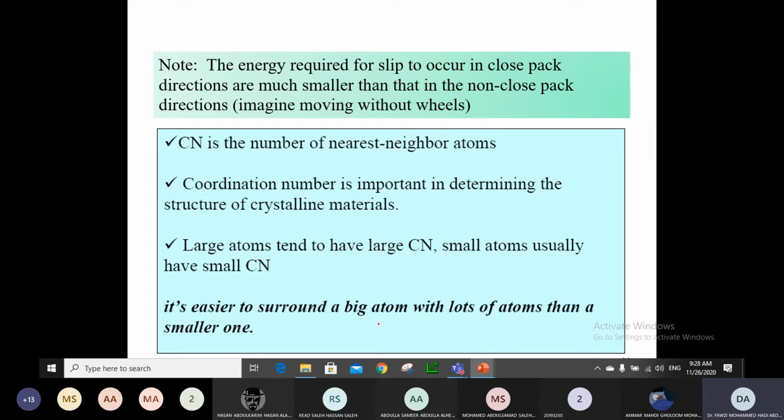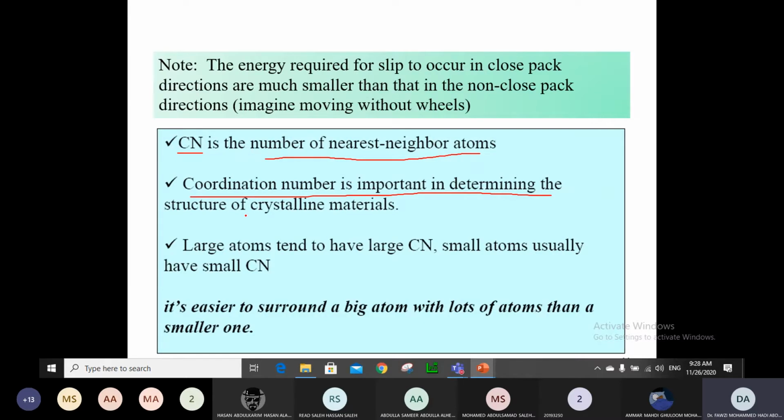To revise, there are some points that we need to revise together to know what we are doing and what we will be doing. The coordination number is the number of the nearest neighbor atoms, which we are going to determine for every crystal structure we are going to deal with. Coordination number is an important characteristic of the crystal structures of materials. Using the coordination number, basically we identify what type of crystal structure we have.